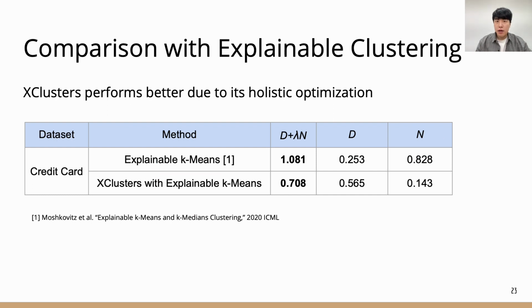In the beginning of this talk, I mentioned that XClusters can improve explainable clustering because the reference clusters are no longer fixed and can also be optimized. In this experiment, we show how a state-of-the-art explainable clustering method called explainable k-means can be improved when used with XClusters. As a result, XClusters is able to better balance d and n and produce an objective value that is smaller than explainable k-means. Explainable k-means has a high node count n because its fixed reference clusters happen to require a large decision tree to explain.